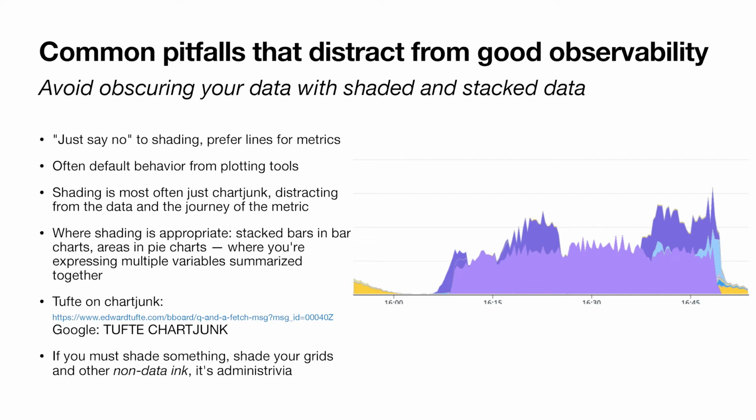If you want more on chart junk and you want to learn a little bit more about it, I'd suggest you check out this blog post from Edward Tufte's website. You can just Google Tufte and chart junk and it'll bring it up, but there's a URL and you'll find it in the slides. But if you do want to shade something, shade your grids and the other non-data ink. By non-data ink, I mean that stuff that isn't representing the data, all the other lines and markers and everything else.